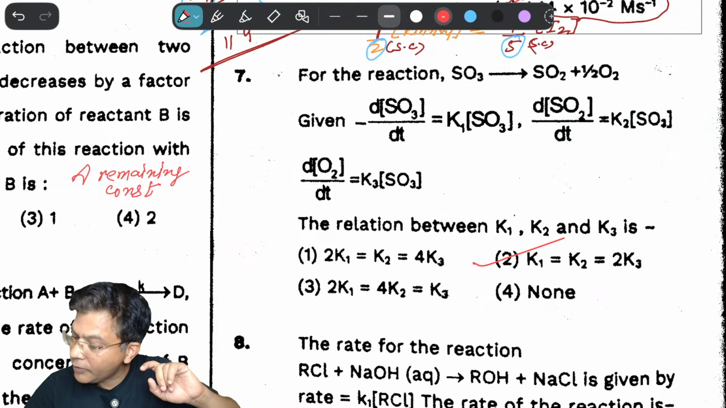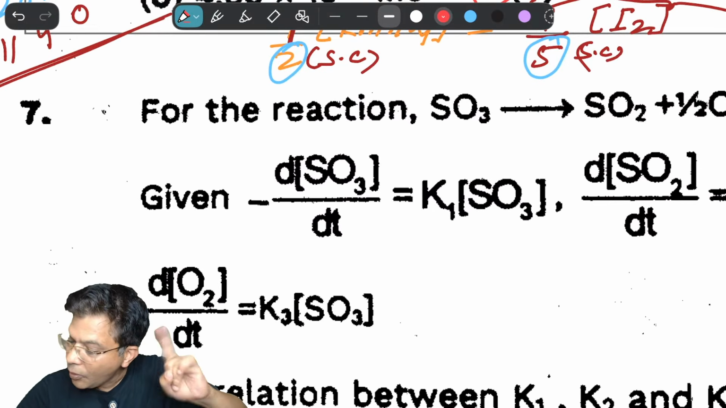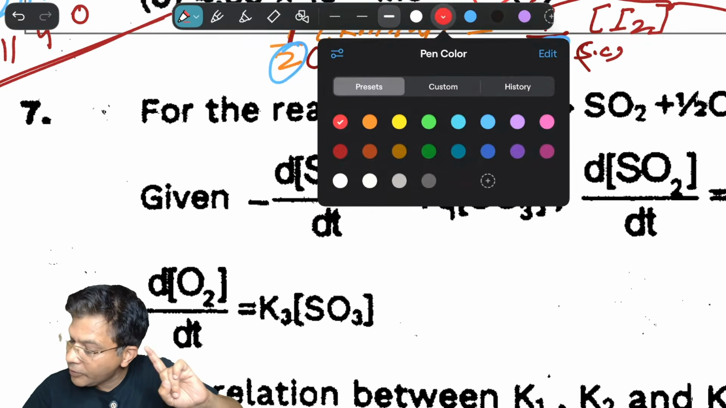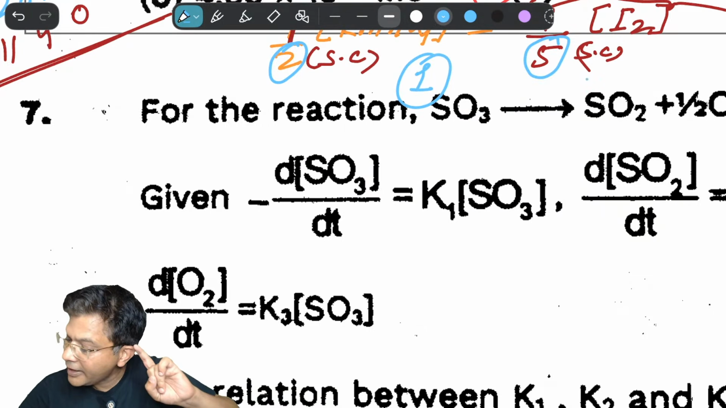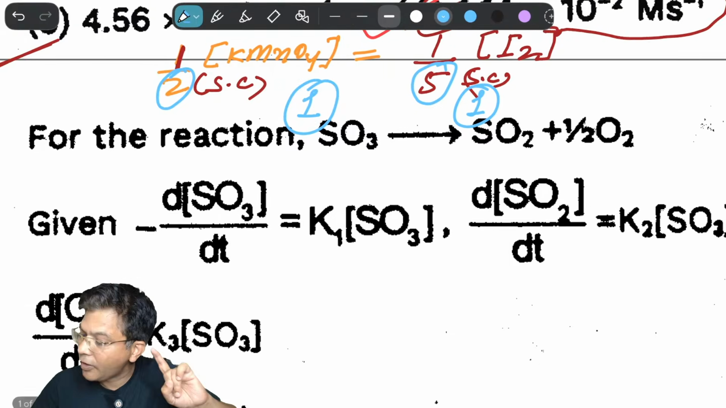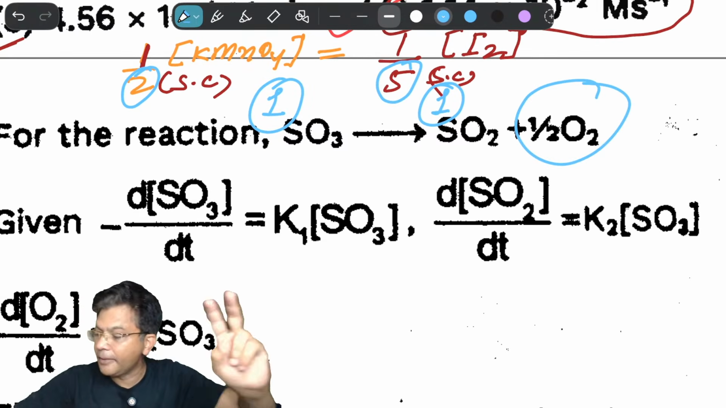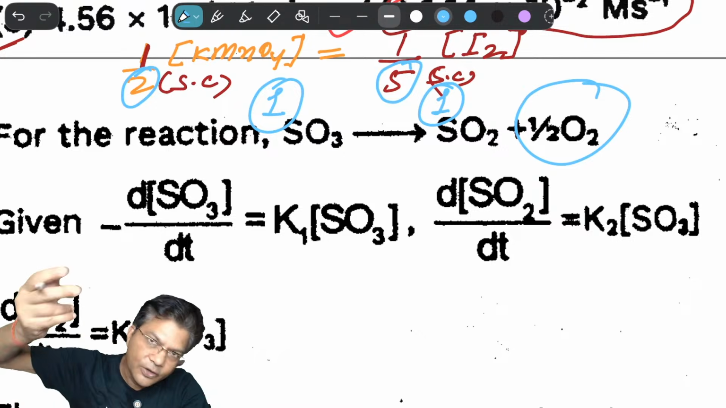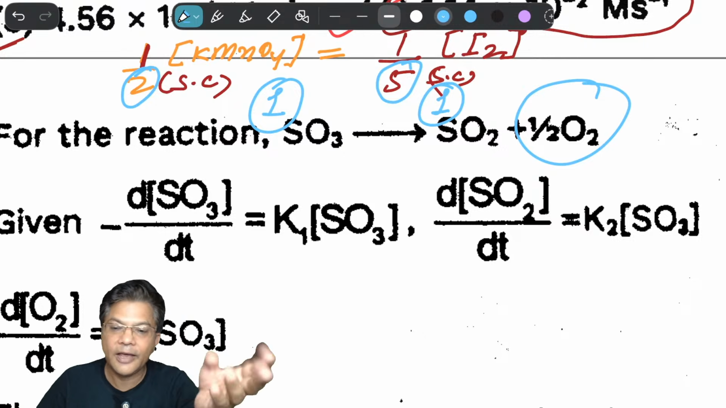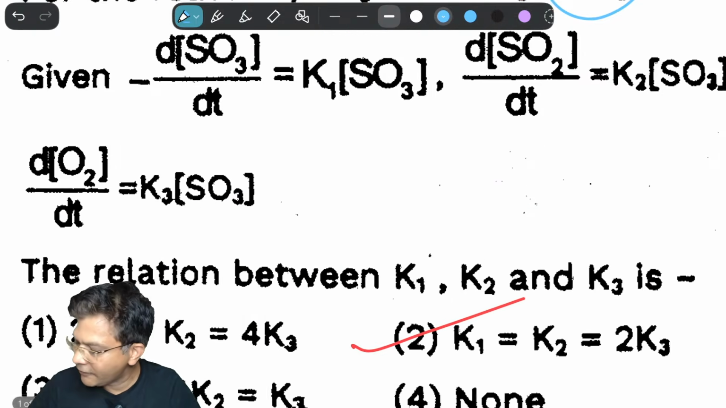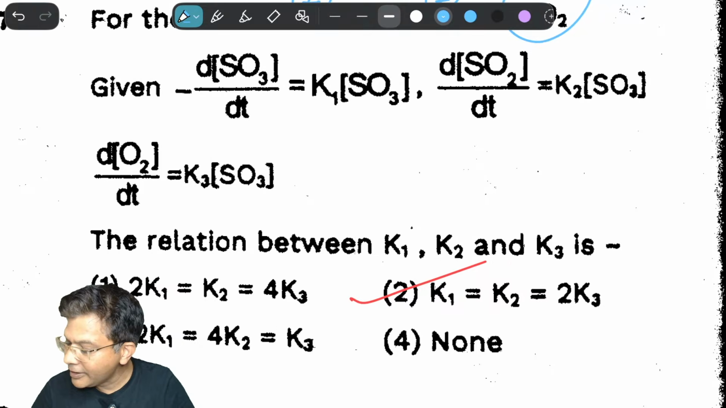So see, when 1 mole of SO3 is getting decomposed, then 1 mole of SO2 is getting formed and half mole of O2 is getting formed. So the rate of decomposition of SO3 is equal to the rate of formation of SO2 and half of O2. K1 is equal to K2 and half of K2.